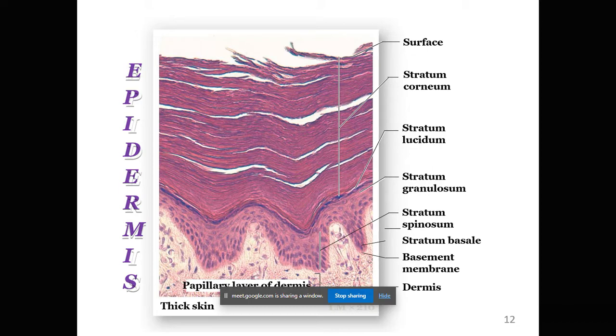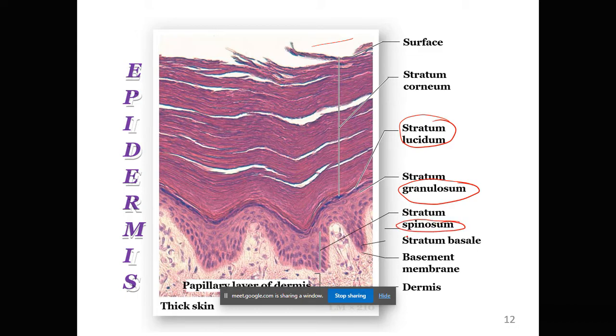If you can see, it is mentioned, it is the outermost surface. Then this is all the stratum corneum. Then below the stratum corneum, you will find stratum lucidum. Then below it is granulosum. Below it is spinosum.